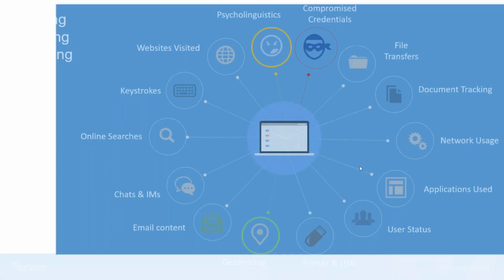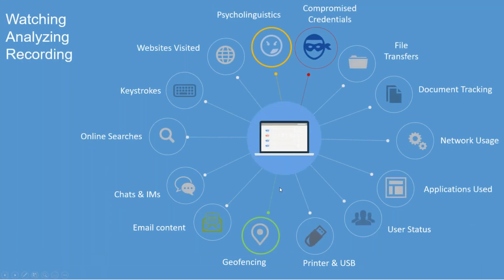So these are all the things that we watch for. Everything from file transfers, document tracking, to printer outside, cloud USB storage or outside USB storage, online searches, emails, keystrokes, websites, the whole nine. We use psycholinguistics as part of our behavioral analytics, which can detect your tone. So if normally you're happy in your emails all the time, then all of a sudden one day you start getting really negative, we will pick it up and we will alert you on it.